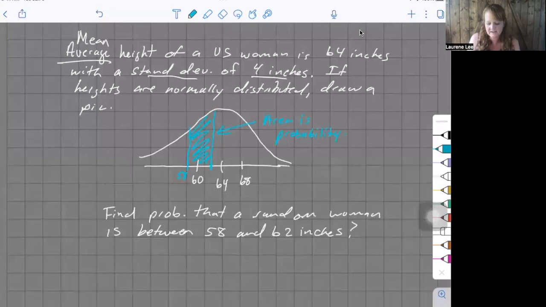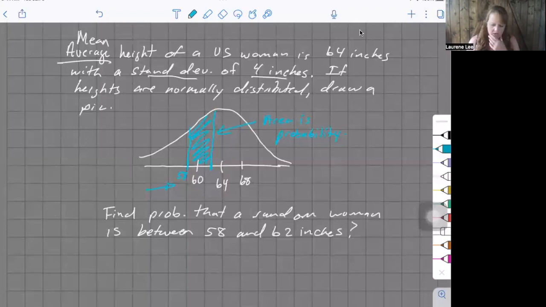So the numbers down here are your actual height values, but that area between your height values ends up being the probability. Now, in calculus, we learn how to calculate the area under that curve. But since that's not a prereq for this class, most of you have not taken calculus, we're going to do this problem on our calculator, and the calculator is going to calculate that area for us.